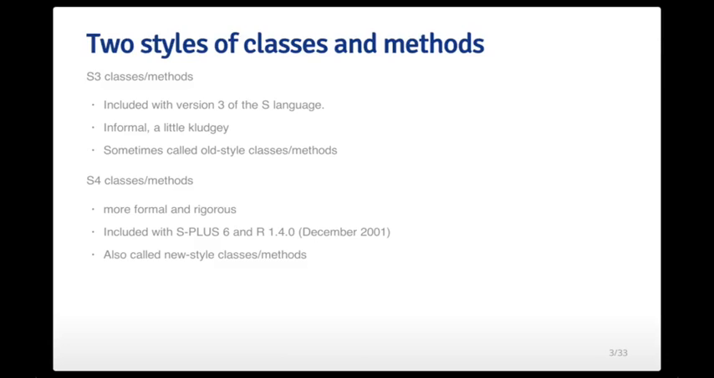The more formal and rigorous system for writing classes and methods is usually referred to as the S4 system. It came with version 4 of the S language, and it was introduced into R at version 1.4.0, in December of 2001. These are sometimes called new style classes and methods, and for new projects, people are generally encouraged to use S4 classes and methods if they're going to be developing new types of classes and methods.